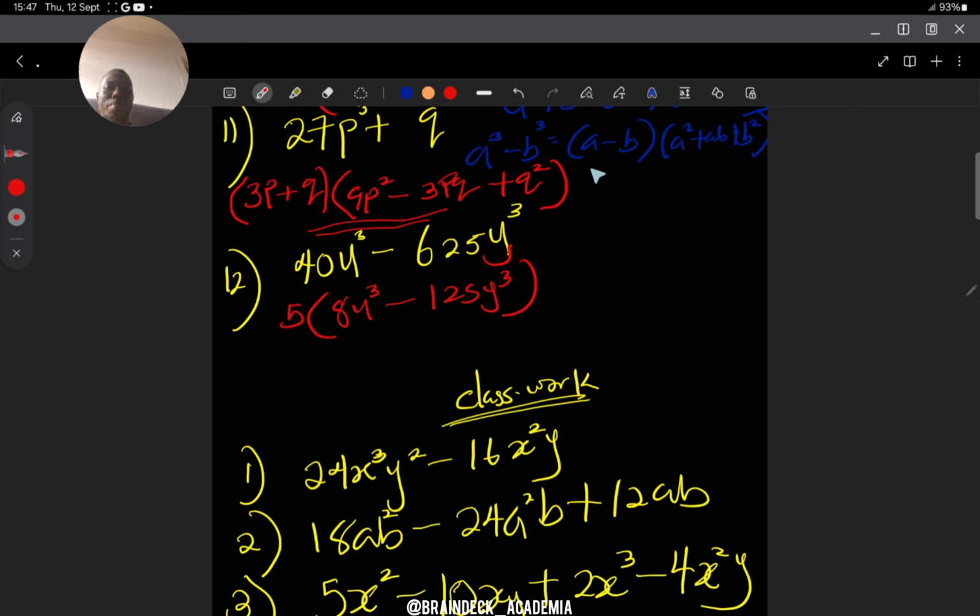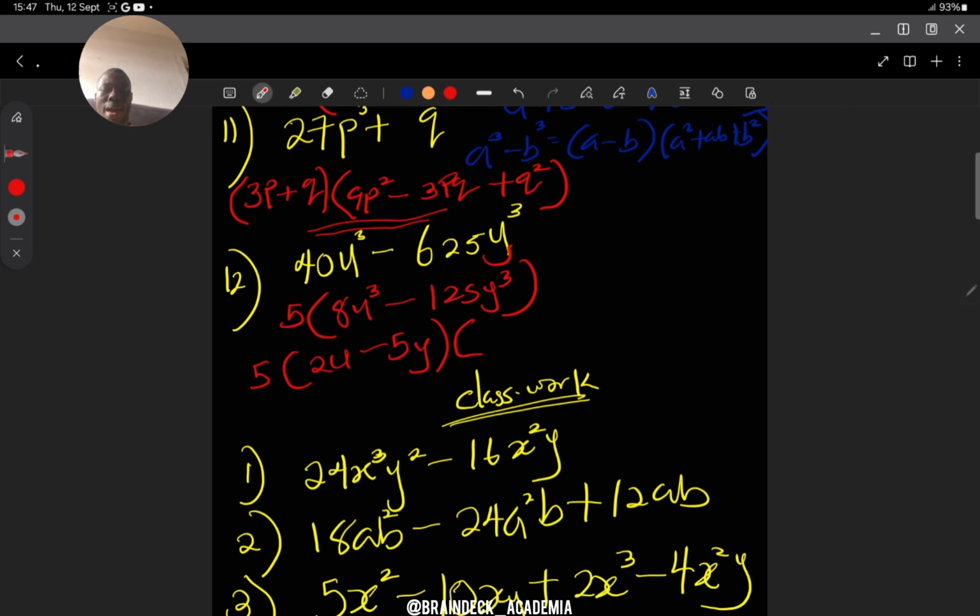So this place represents my a, this place represents my what? My b. So for my a, you know this is a cube and here is a. For this, if this is a cube, for it to just be a, this will not be 5. One of it, so the cube root of 8 is what? Is 2. The cube root of u cube is what? Is u. So my a here is 2u. Same thing, the cube root of 125 is what? Is 5. And cube root of this is y. So this represents my what? My b. So this is my a and this is my b.